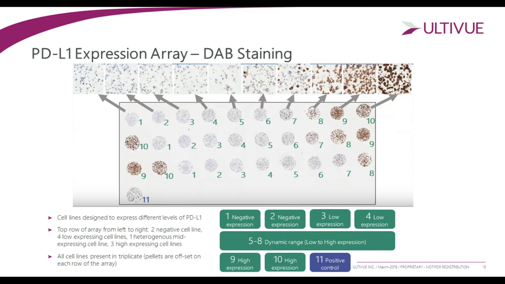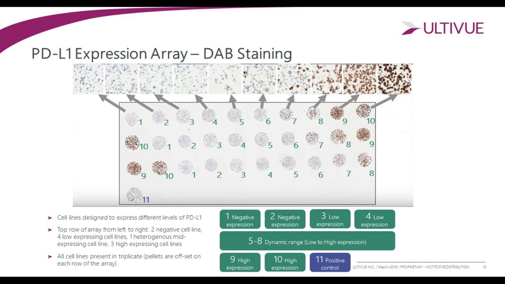This array has a number of cell lines that have differential expression of PD-L1 via activation of promoters. So you're seeing a dynamic range of cell lines expressing PD-L1 at variant levels from high to low. Spots 1 and 2 are negative, 3 and 4 are low expressors, and 5 to 8 show the dynamic range between those different cell lines. 9 and 10 are almost at saturation. They're very high expressors. The array is set up basically in triplicate, with number 11 at the bottom being a placenta control.